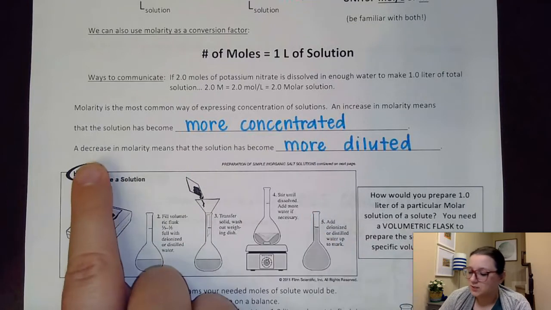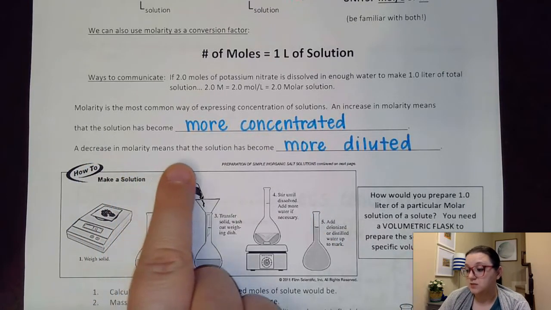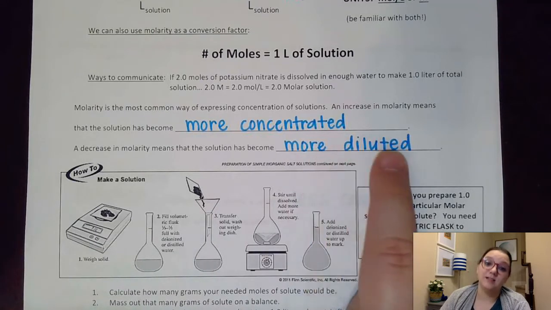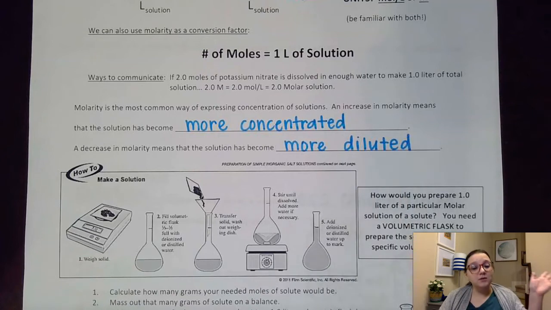Now on this next one here, it says a decrease in molarity means that the solution has become, and you might have been tempted there to put less concentrated. Well, it is less concentrated, but we can also say that that solution has become more diluted at that point. So being concentrated versus being a diluted solution are exactly the opposite thing.